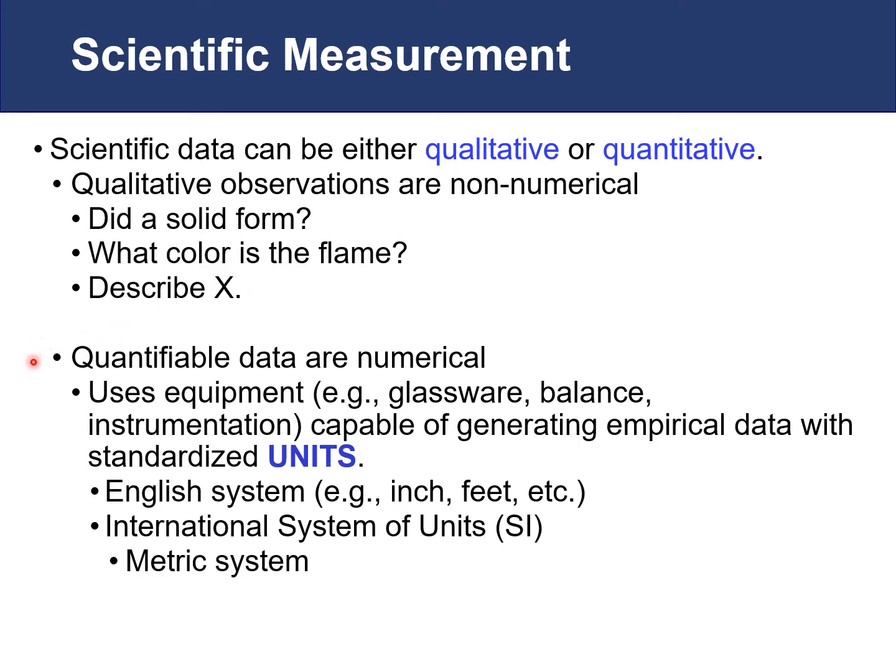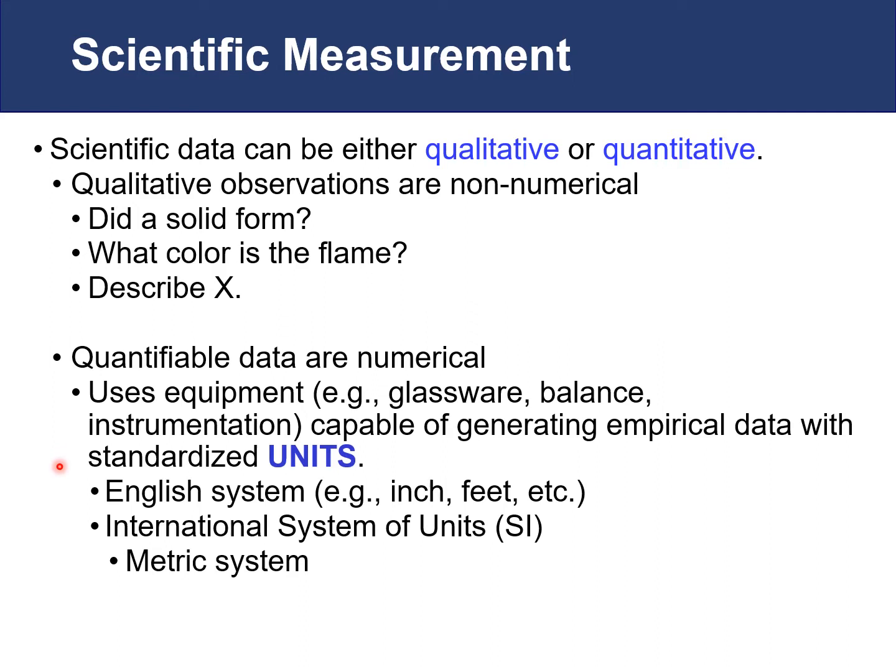Quantitative data, on the other hand, is quantifiable. It has a numerical value associated with it. Typically, we are using some sort of glassware, balances, instrumentation to generate empirical data that has some form of a numerical value and standardized units.